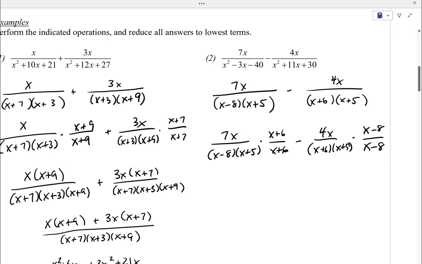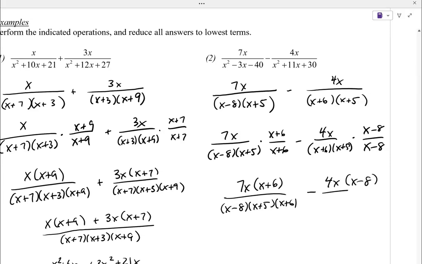All right, so the first one, 7x times x plus 6. We have x minus 8, x plus 5, x plus 6. The second one will have 4x times x minus 8, and then the same denominator, because it's what we're rigging it to be, right? It was our whole design. We better have the same denominator in both fractions, otherwise we just did a lot of work for nothing. Of course, you might have that opinion anyway, that we're doing a lot of work for nothing. But these better be the same, otherwise you really wasted your time.